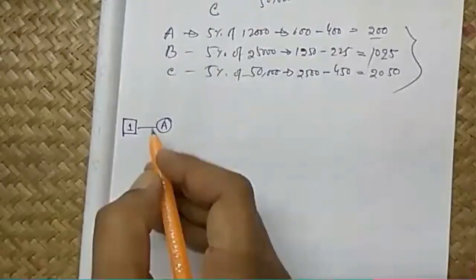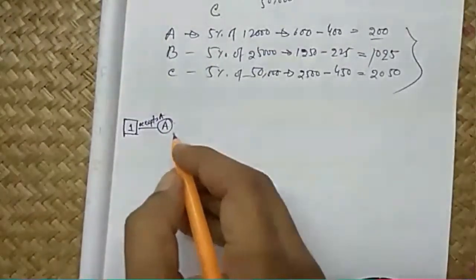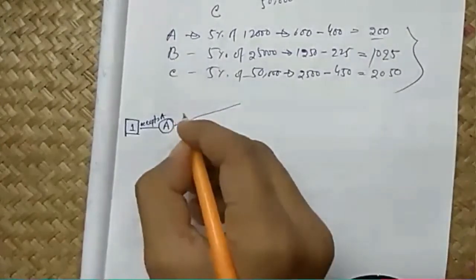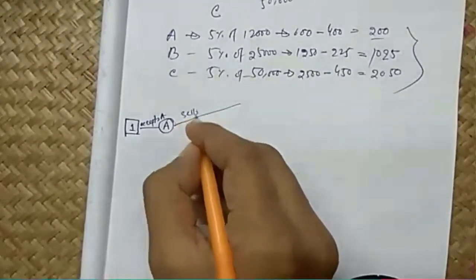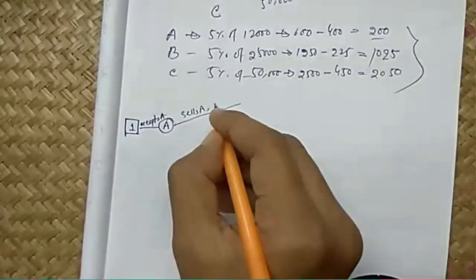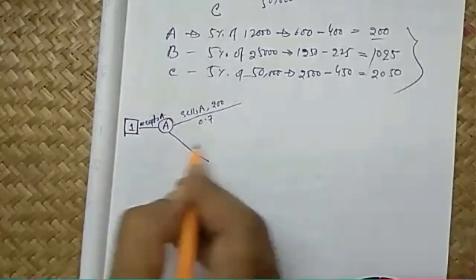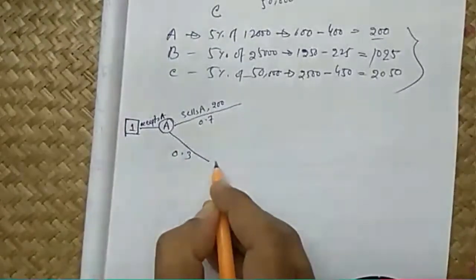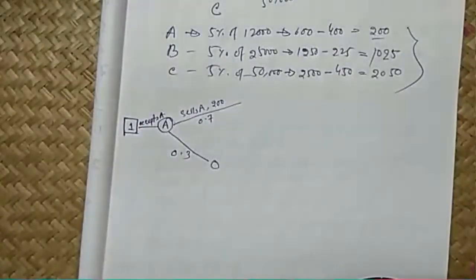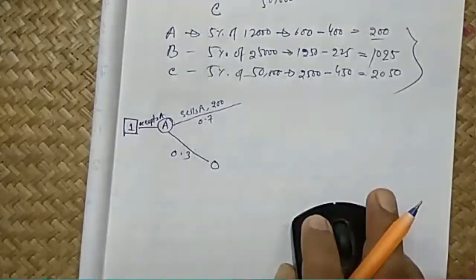Okay, camera is cut. I need to reconnect it again. Okay, so A has two probabilities. He sells A, gets 200 profit, probability 0.7, or does not sell A, he gets 0. So we are having profit here, so we'll maximize the problem. If our time ends, then you will reconnect on the meeting. Okay, I'll restart.